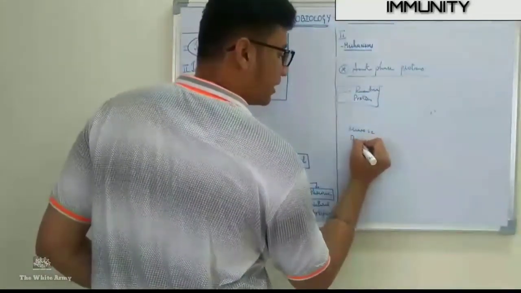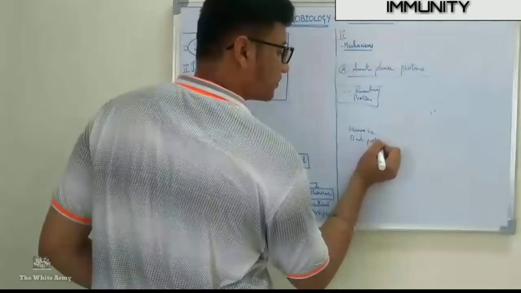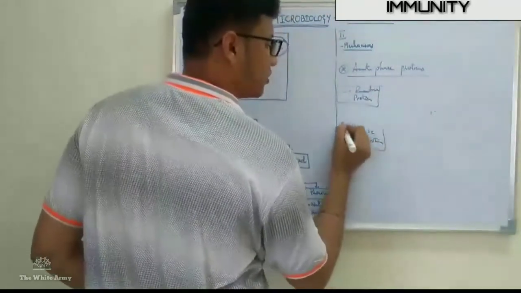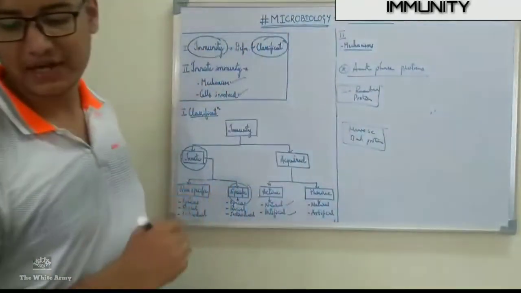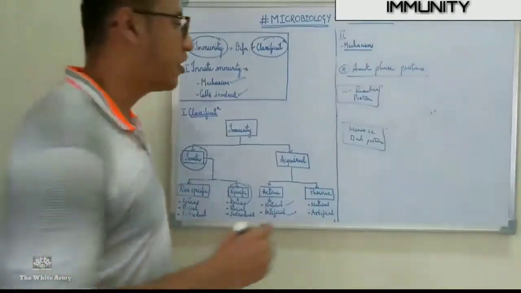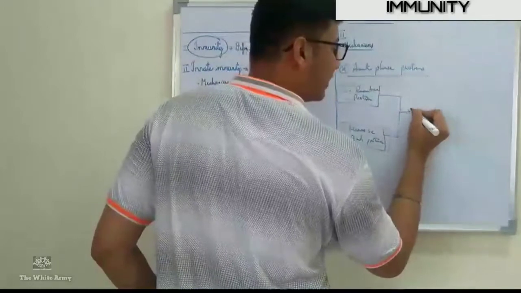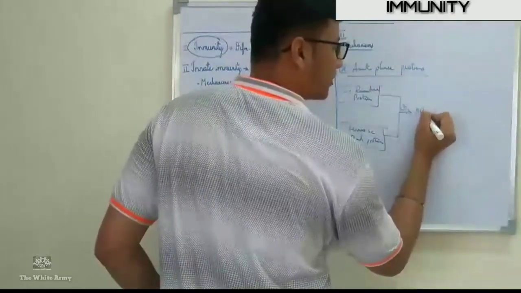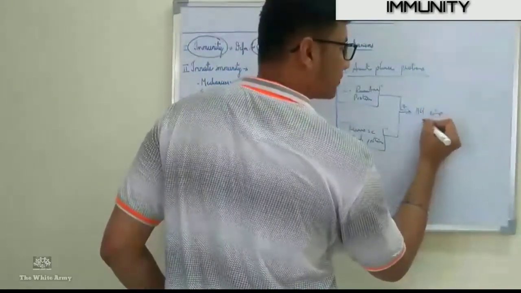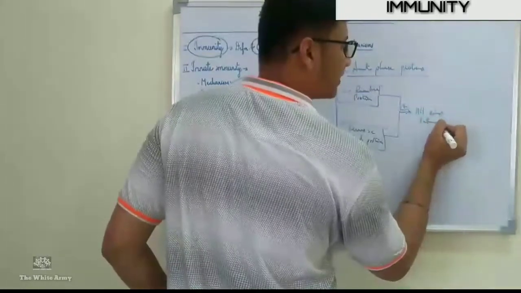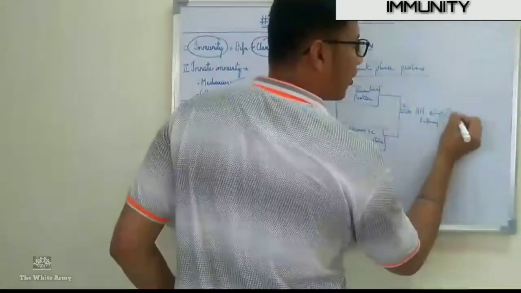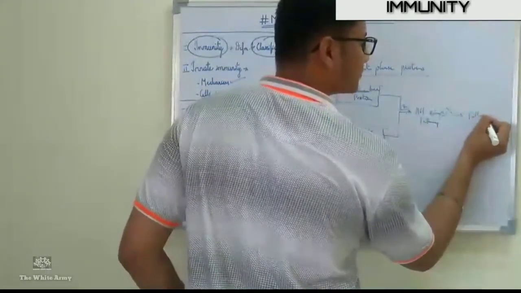Both of these activate the alternative complement pathway, which causes killing of the pathogen. Okay, so this is how acute phase proteins contribute to the defense mechanism.